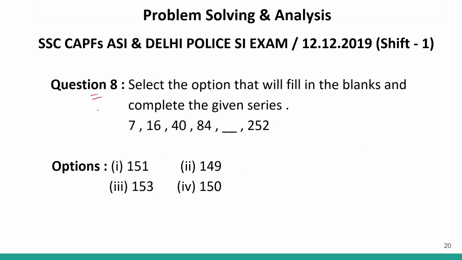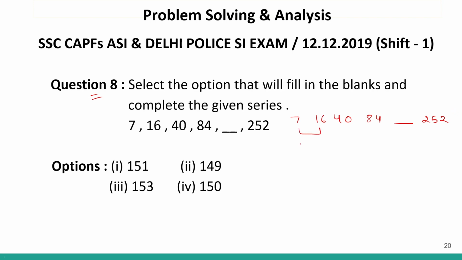Now, question number 8. Again a question on number series. 7 to 16 is plus 9. 16 to 40 is plus 24. 40 to 84 is plus 44. So I can clearly see a logic over here. Whenever we see a question like this, try to draw a diagram. So let me draw a diagram. This is the missing number that we have to find out, and 252. Let us leave 252 for a little while.